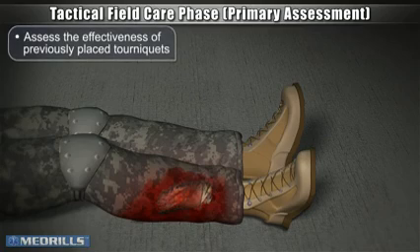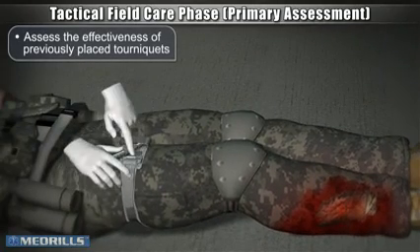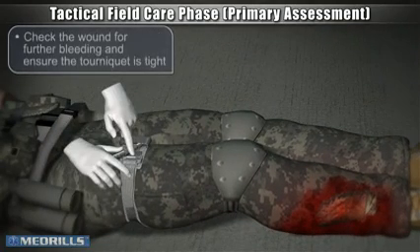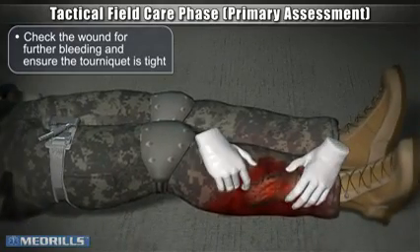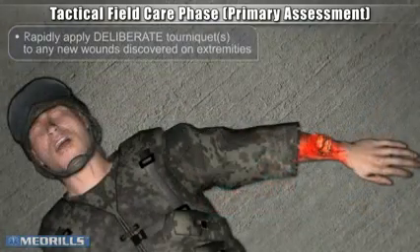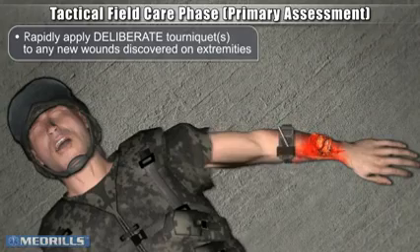Assess the effectiveness of previously placed tourniquets. Check the wound for further bleeding and ensure the tourniquet is tight. Rapidly apply deliberate tourniquets to any new wounds discovered on extremities.